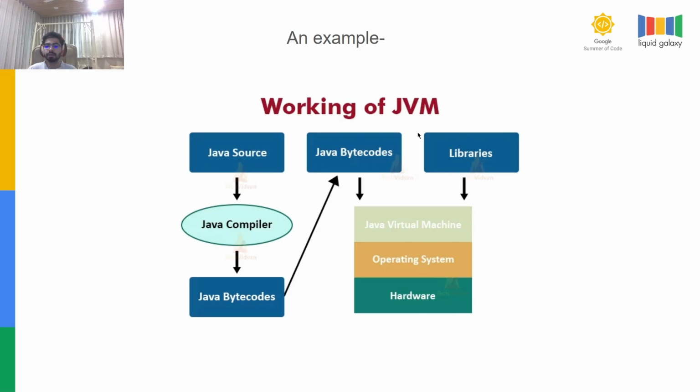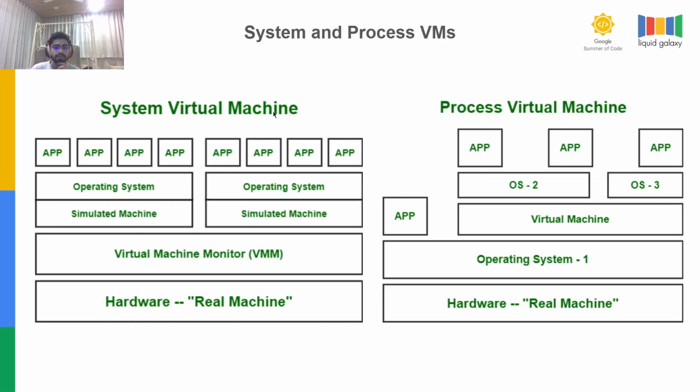Any libraries or external classes that you refer to are also brought in to the JVM runtime, and it's executed. Once it's finished, the process stops, and with that, the JVM also just disappears. What happens in a system virtual machine is that you separately boot the machine, then you have to start the application, let's say Liquid Galaxy, then it connects to your other slave machines.